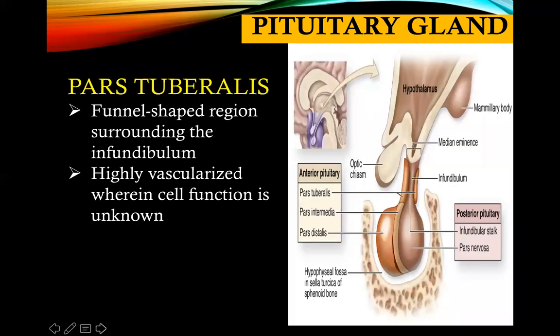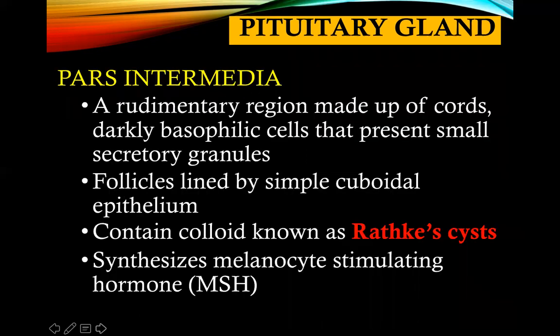Okay, next part of the anterior pituitary is the pars tuberalis. This is actually a funnel-shaped region that surrounds the infundibulum. This is highly vascularized, wherein the cell function is actually unknown. Next part of the anterior pituitary is the pars intermedia.